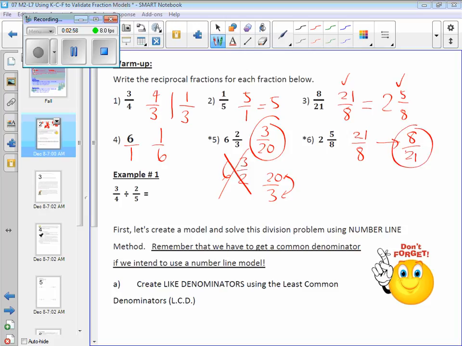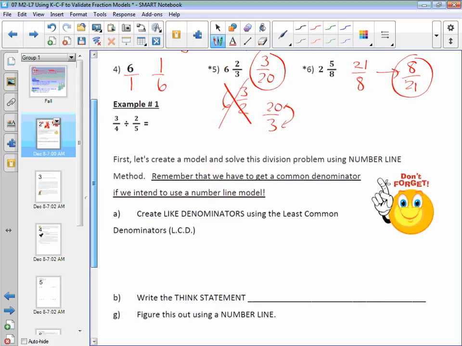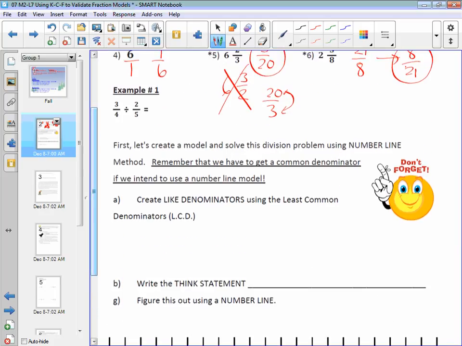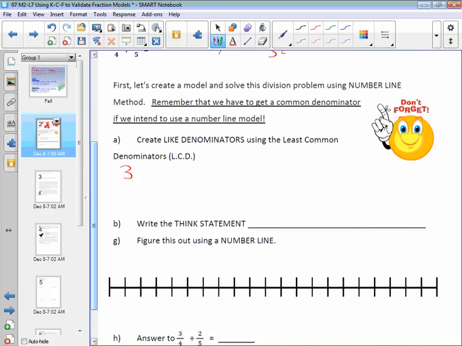All right, let's do, hopefully for the last time, the modeling of our last division problem. 3/4 divided by 2/5. Everybody see it? It's very small up there. Okay, first let's create common denominators. This is the last time I'm going to do this, because from here on out we're going to use reciprocal fractions.